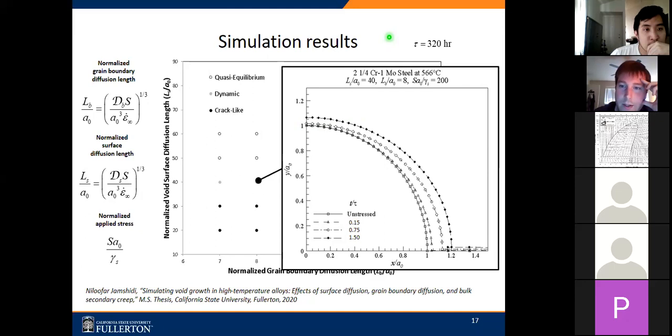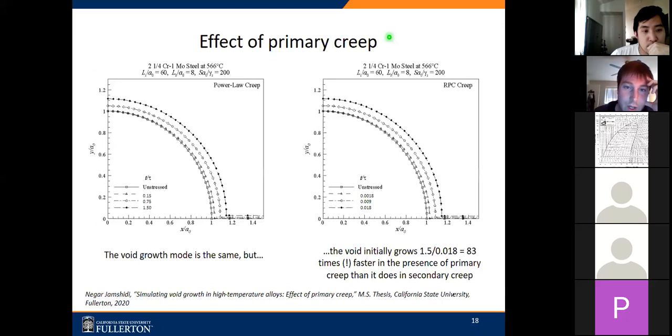So again, this was for secondary creep. For primary creep, if you include primary creep in the model, it turns out, and this was really unexpected and surprising, that the shape of the void is the exact same. So if you run one simulation with model parameters using just secondary creep, power law creep model, you might see quasi-equilibrium void growth.